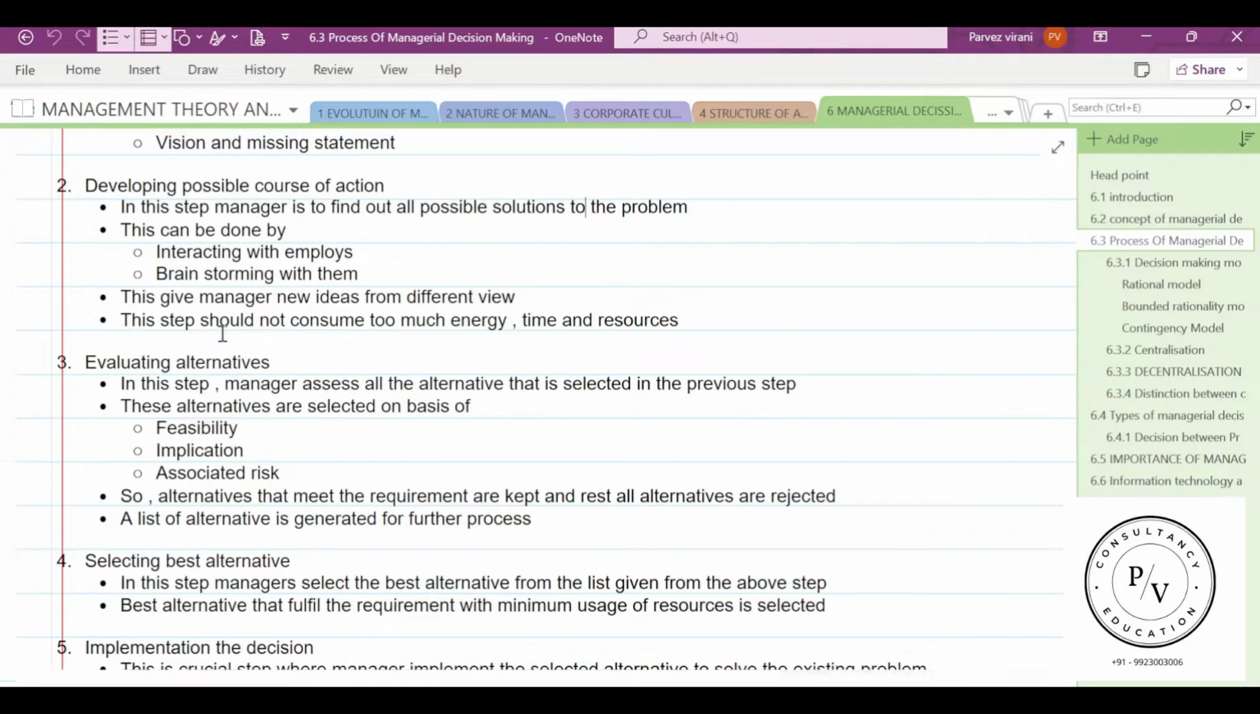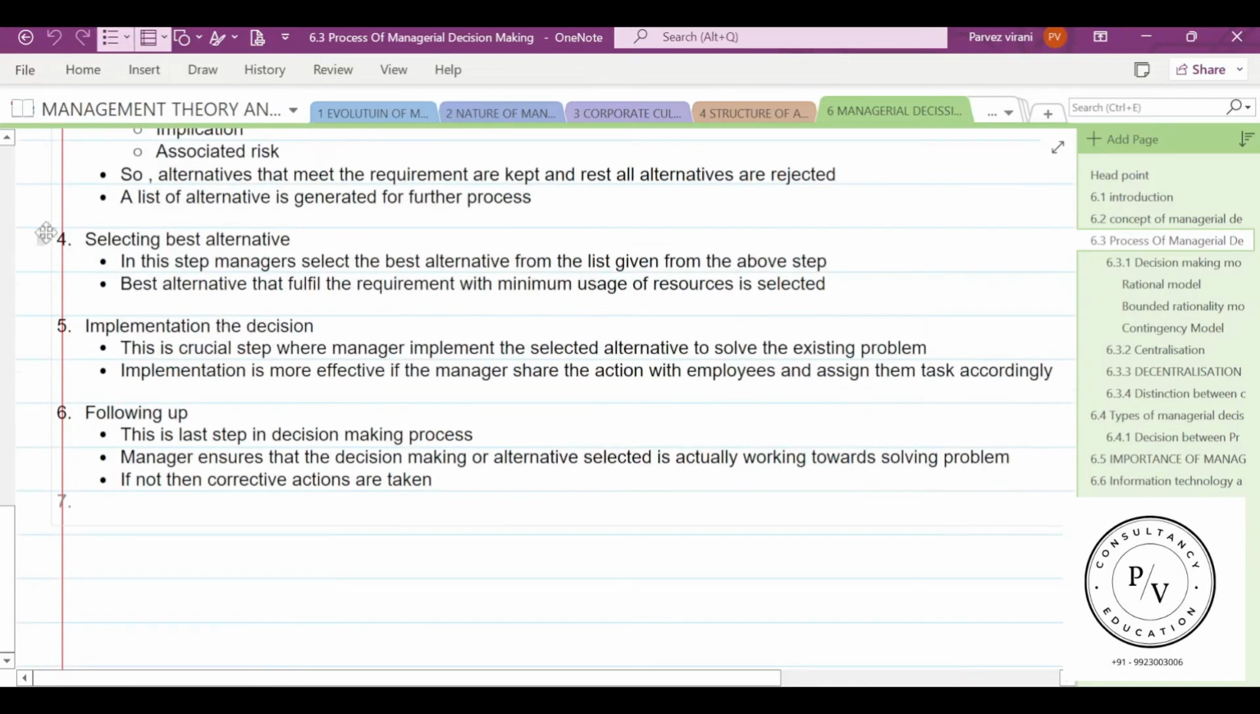Third is evaluating alternatives. In this step, the manager assesses all the alternatives that were selected in the previous step. These alternatives are selected on the basis of feasibility, implications, and associated risk. So, alternatives that meet the requirement are kept and all the rest are rejected. A list of alternatives is generated for the purpose. That is evaluation of the alternatives. Third point. Fourth point, selecting the best alternative. In this step, the manager selects the best alternative from the list generated in the above step.